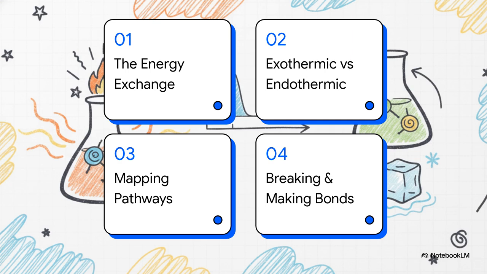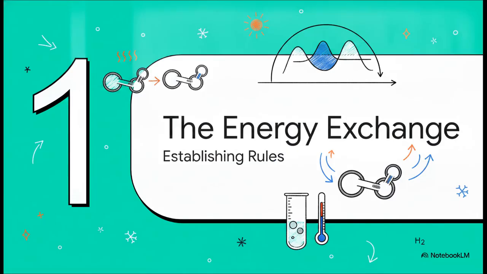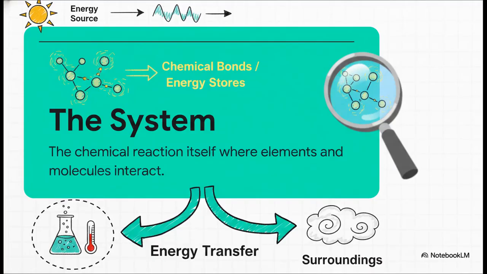First, the energy exchange. Second, exothermic versus endothermic reactions. Third, mapping those pathways. And finally, breaking and making bonds. Let's start with part 1, the energy exchange. We need to establish the ground rules. You probably know the golden rule of chemistry, right? Energy cannot be created or destroyed. It can only be transferred.